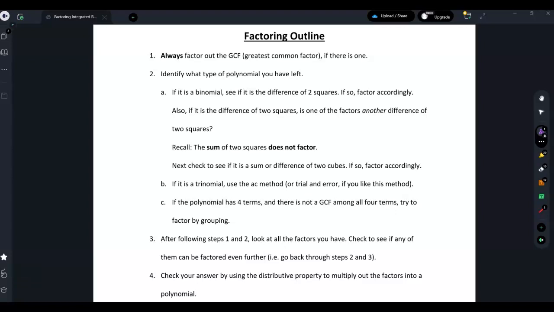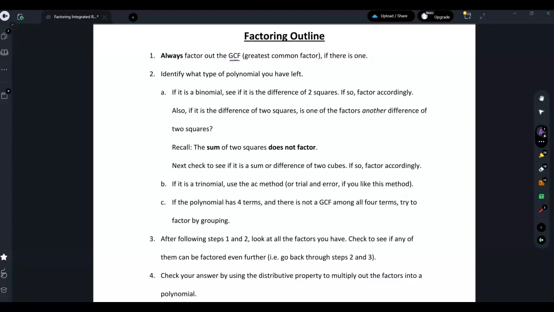At this point, we have covered 4 different methods for factoring, and so we're going to pull them together here and look at our factoring outline, which basically says for any problem where the instructions say to factor, especially if they don't specify what method of factoring to use, this is the outline or the process you're going to follow. So the first thing that you'll notice is number 1 says always factor out a GCF.